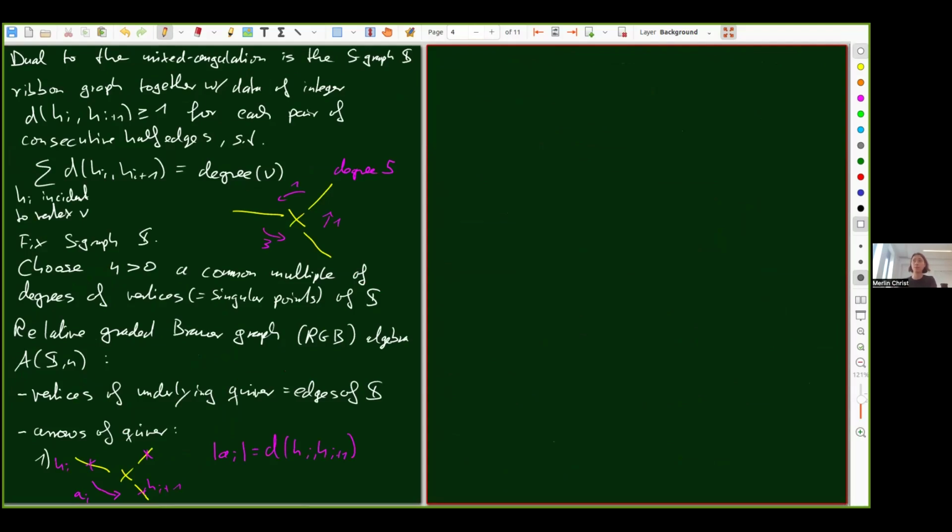The second type happens if you're on the boundary and you have a half edge which connects to a boundary vertex. If that is the case, you add a loop tau, and the degree of tau is always n minus 1. So it's a quiver coming from the S graph plus additional loops at the boundary. Now, we have vertices, we have arrows. Next, we'll define relations, and finally, we'll define a differential.